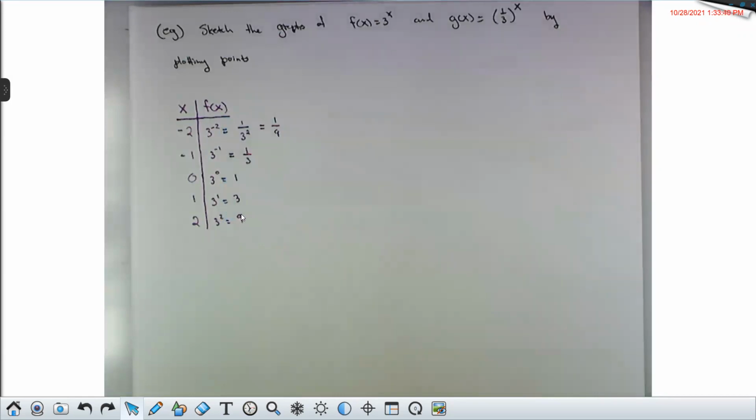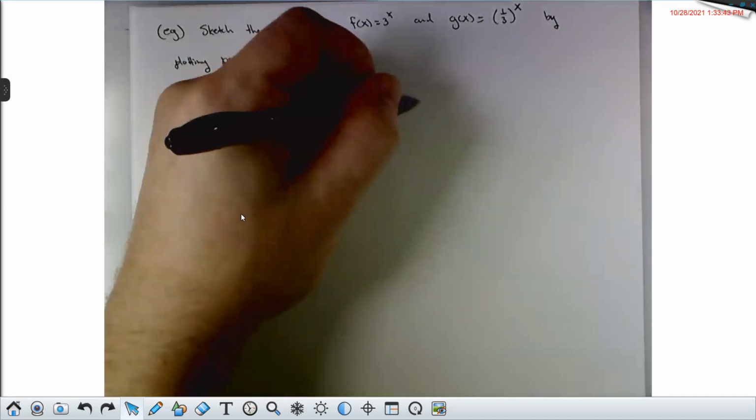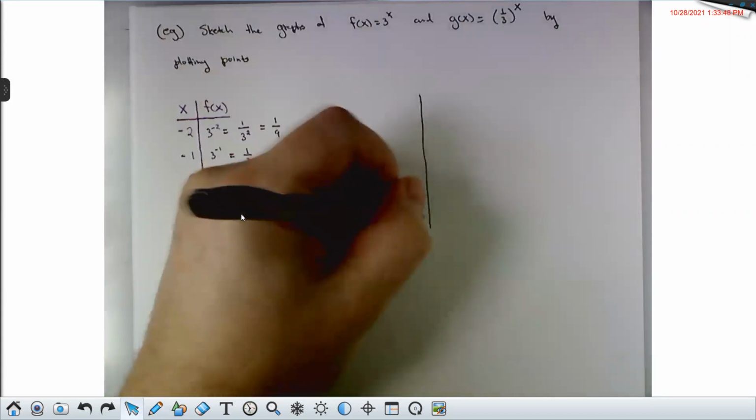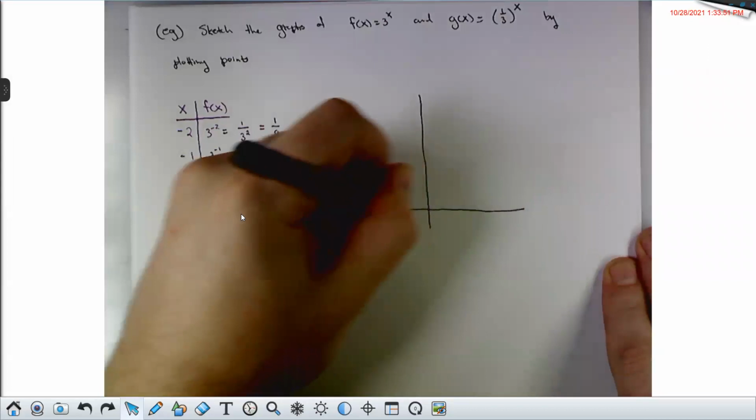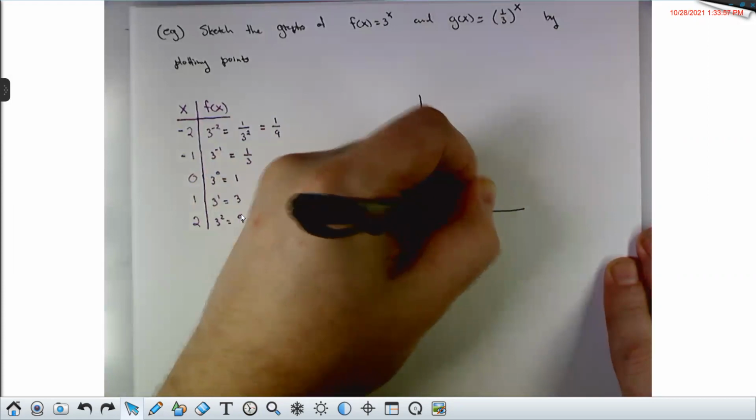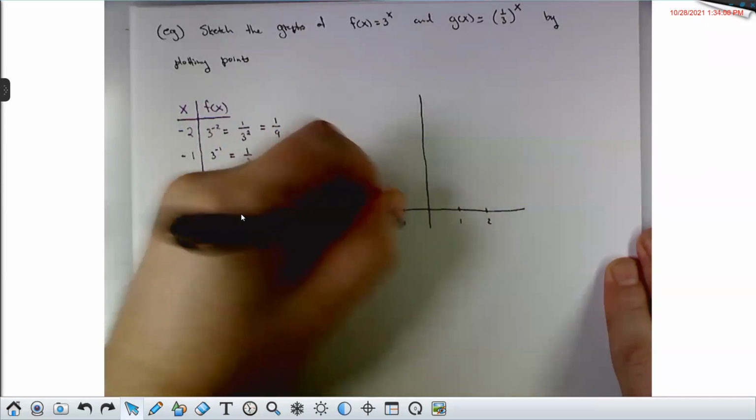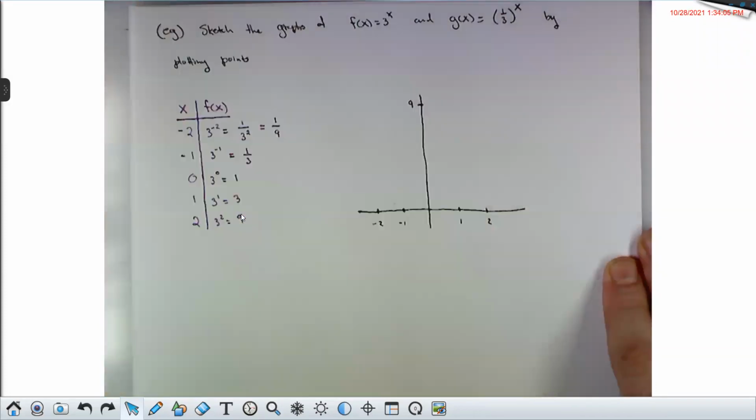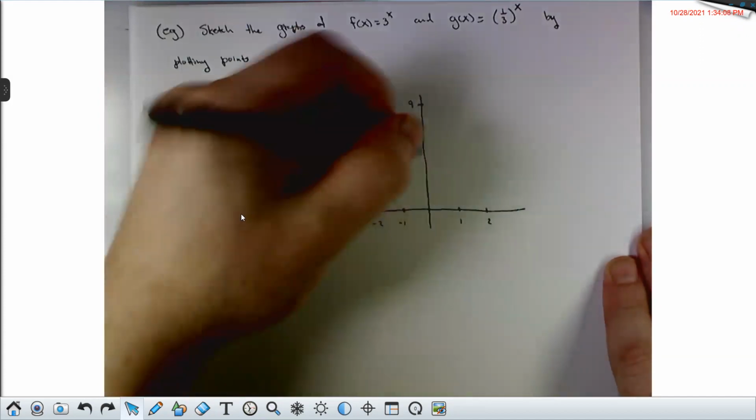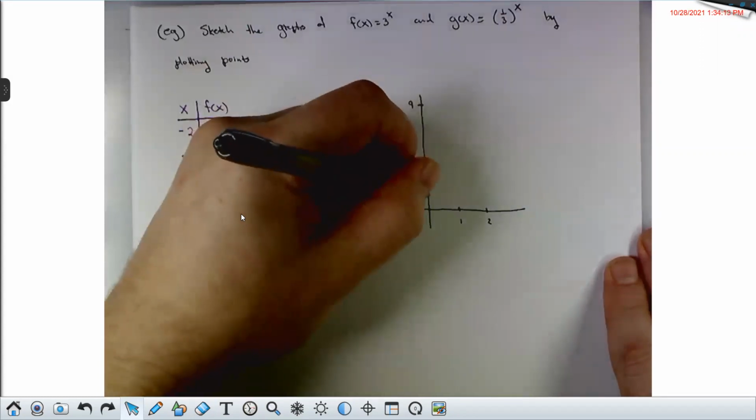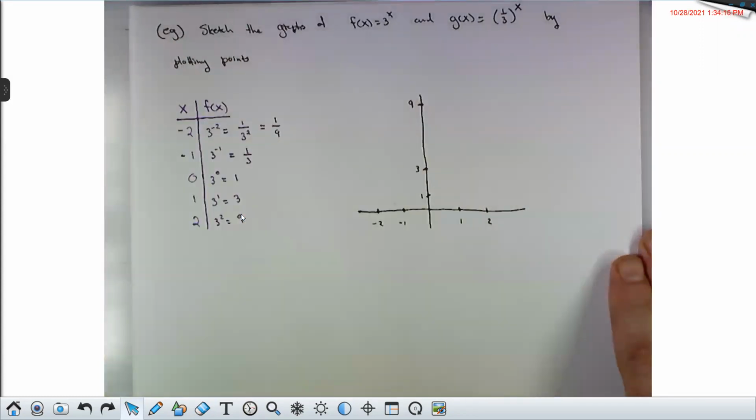And if I graph this function by plotting these points, 1, 2, -1, -2. We'll call this up here 9. That's the largest output I have. A third of the way up to there would be 3. And a third of the way up to there would be 1. And I will not label the 1/3 and 1/9 because there just isn't room.